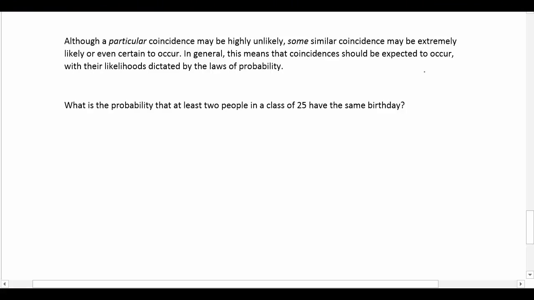Although a particular coincidence may be highly unlikely, some similar coincidences may occur extremely likely, or even be certain to occur. In general, that means coincidences should be expected to occur with their likelihoods dictated by the laws of probability.